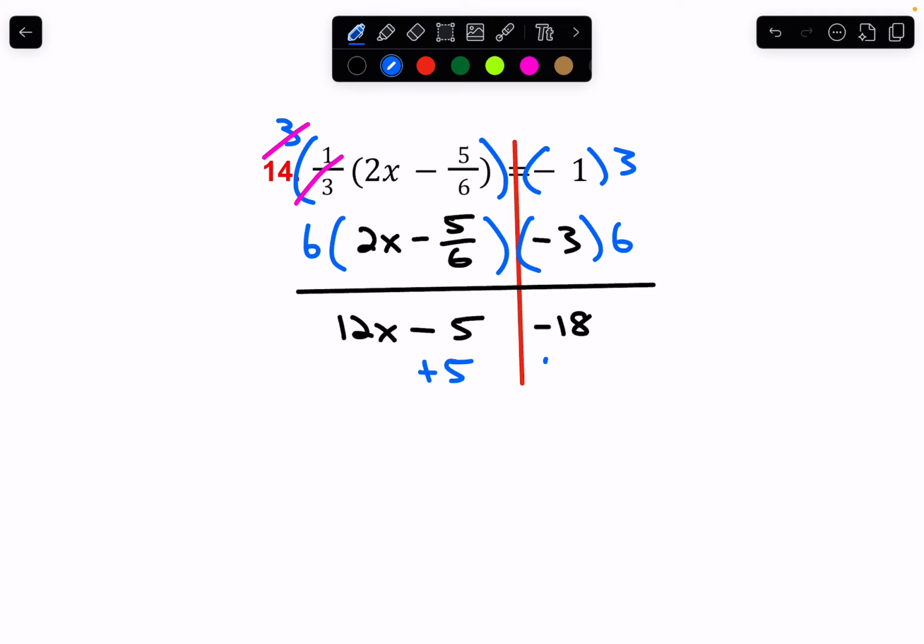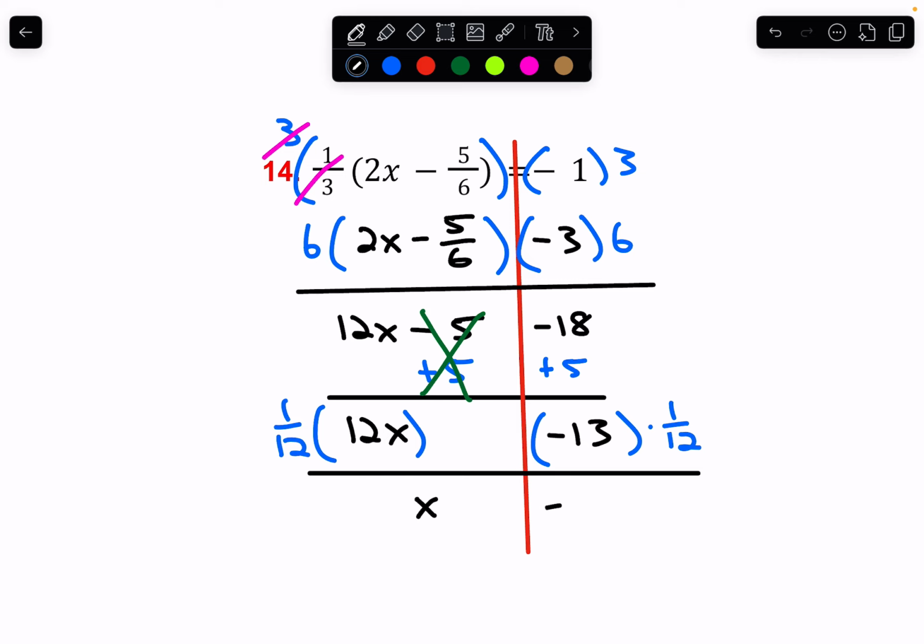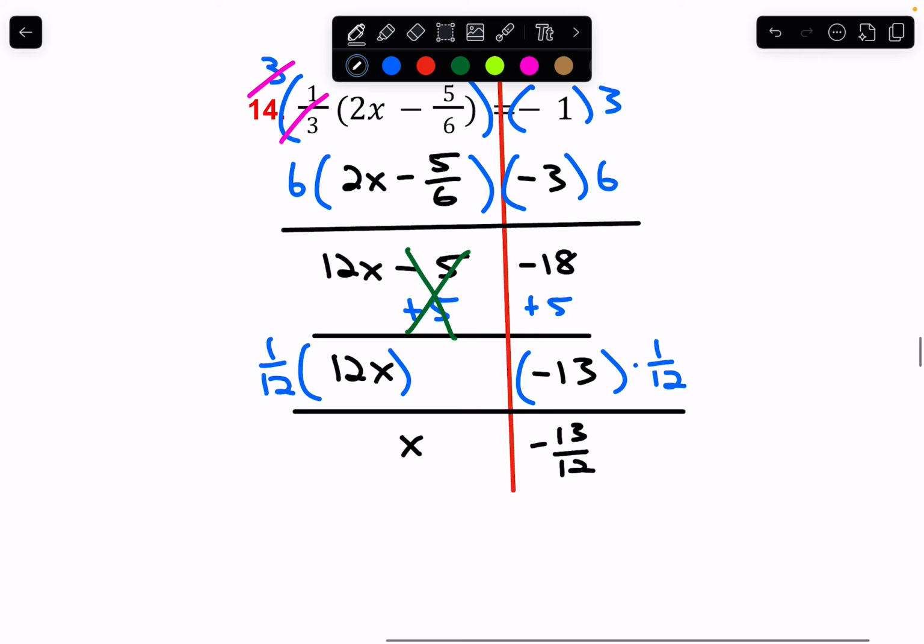So we can go ahead and add 5 to both sides. That's going to leave us with a 12x all by itself on the left because those 5's cancel. So 12x is equal to negative 13. And then I'm going to go ahead and multiply by a 1/12 because that's the reciprocal of 12. I'm going to continue my red line a bit to keep things neat and clean. And then what I'm left with is an x on the left side and a negative 13 over 12 on the right side. So x equals negative 13 over 12 is my solution.